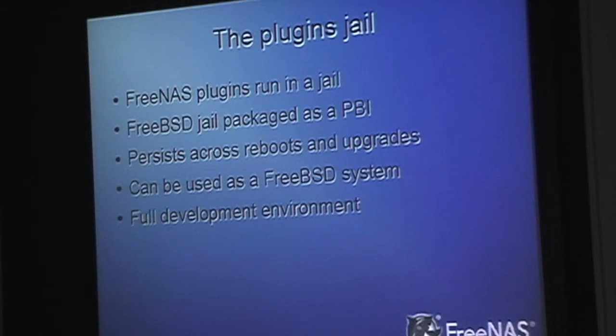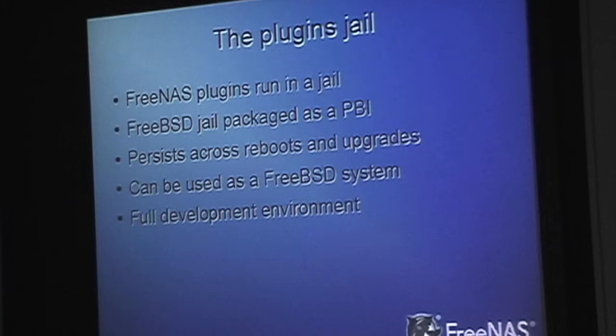In order to use plugins and install PBIs, you need a jail, because that's what plugins run in. So the first part of installing a PBI, before you can ever install one, you need to also download and install the FreeNAS Plugins jail. And it's just another PBI. However, all it is is a regular FreeBSD jail, and it's packaged using PBI. When you install the plugin jail, you have to configure it to have a data set, and the reason for that is so that it can persist across reboots and upgrades.